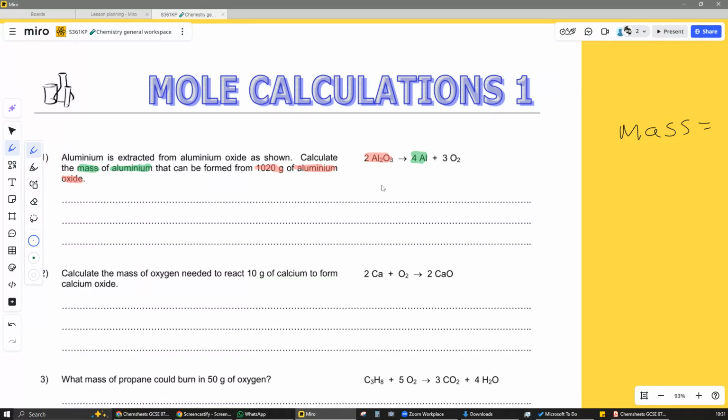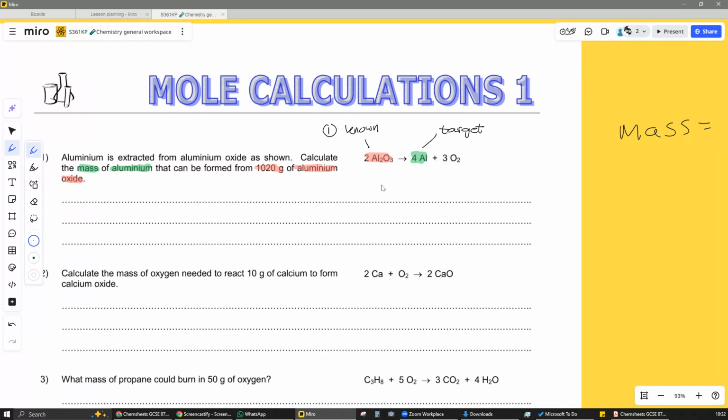So I'm going to say this is the known substance. We know something. Actually, what I'm going to do is label it up here. This is my known substance, and this is my target substance. So that's your first step. You identify the known and target substance.